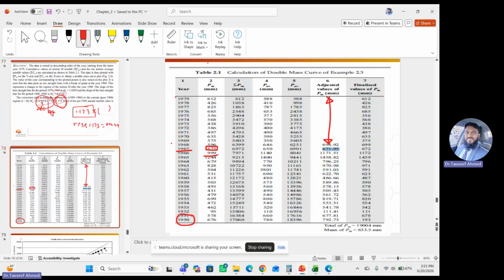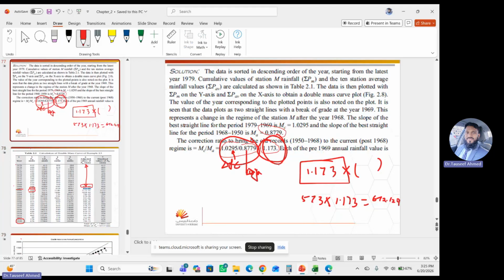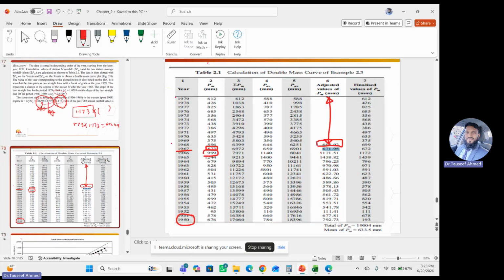Now the next reading is 999. So what correct value did they get? Here you can see for 573, they got 690. How did they get it? No, they are multiplying from 1968. 596 multiplied by 1.173.